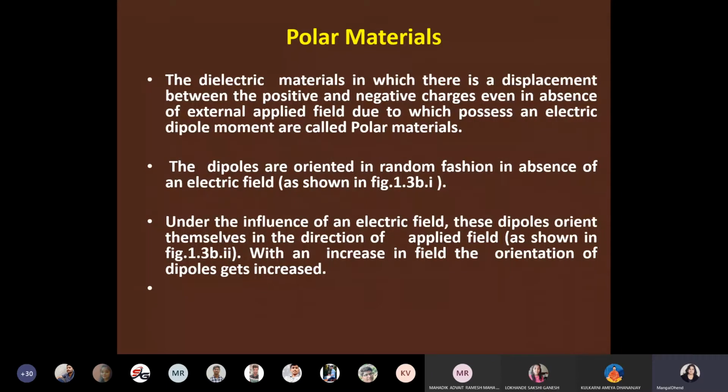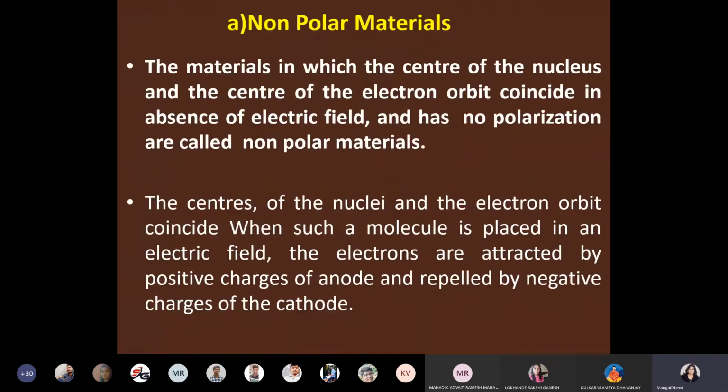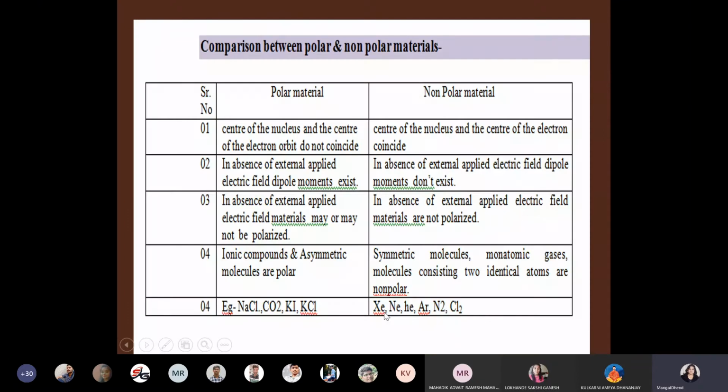And if you see, the resultant dipole moment will be zero. So polarization may be zero, but dipole moments will be there in the absence of an electric field. So they are polar materials. And what are non-polar materials? In non-polar materials, in the absence of an electric field, there will be no dipole moment. So see the difference between polar and non-polar material.